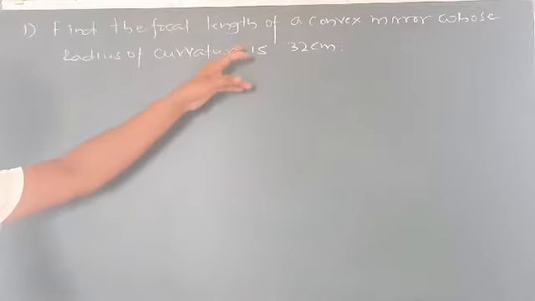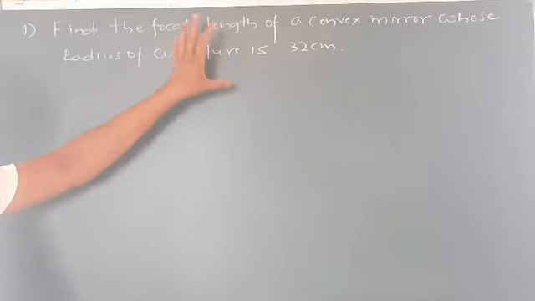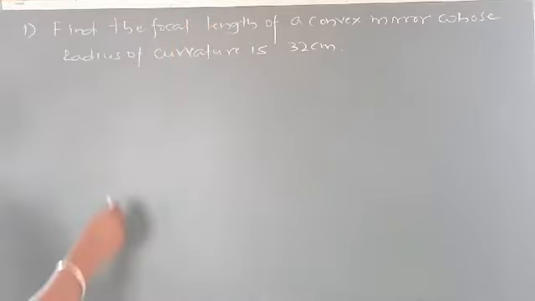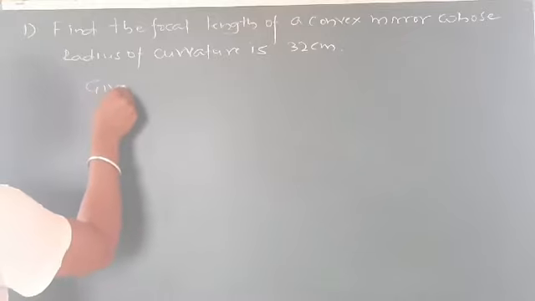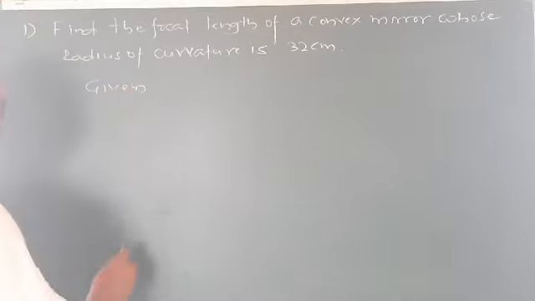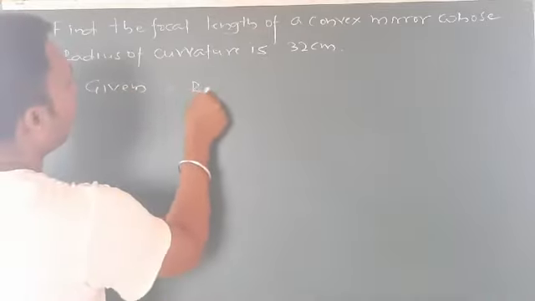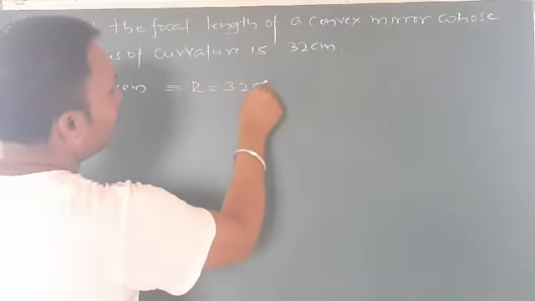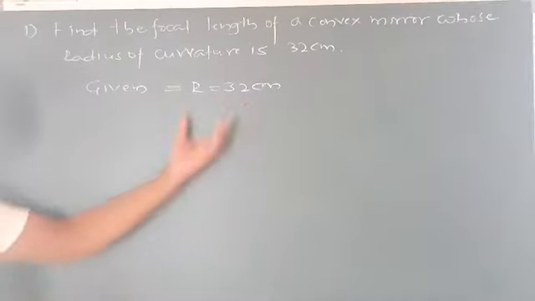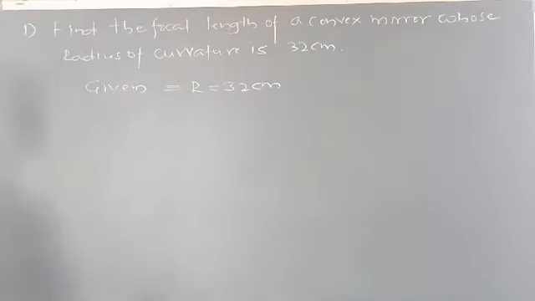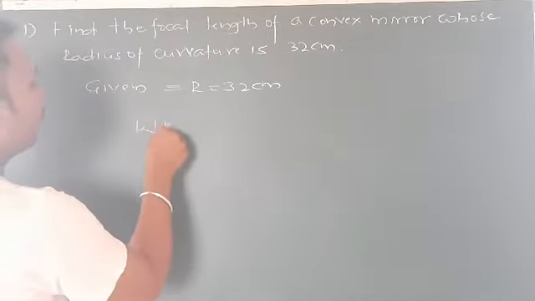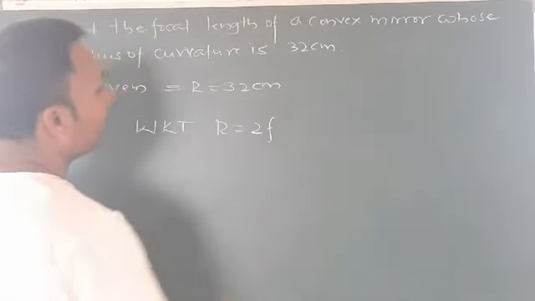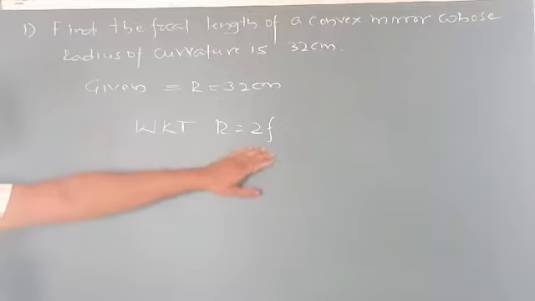Okay, focal length of a convex mirror. We need to find the focal length, small f, and the radius of curvature is given here. First you can write the given things. R is given, so r is equal to 32 centimeter. We know that r is equal to 2 into f. Okay, r is equal to 2f.